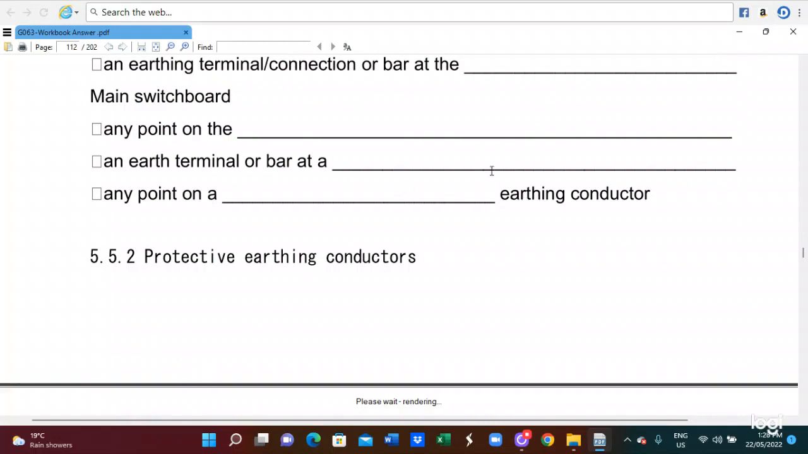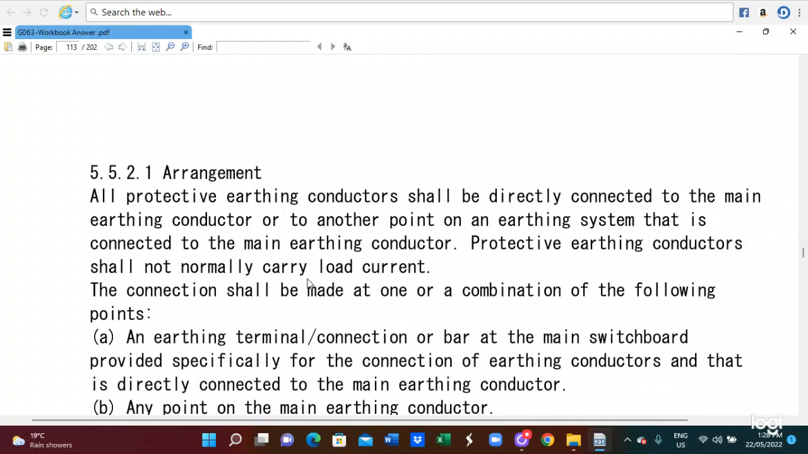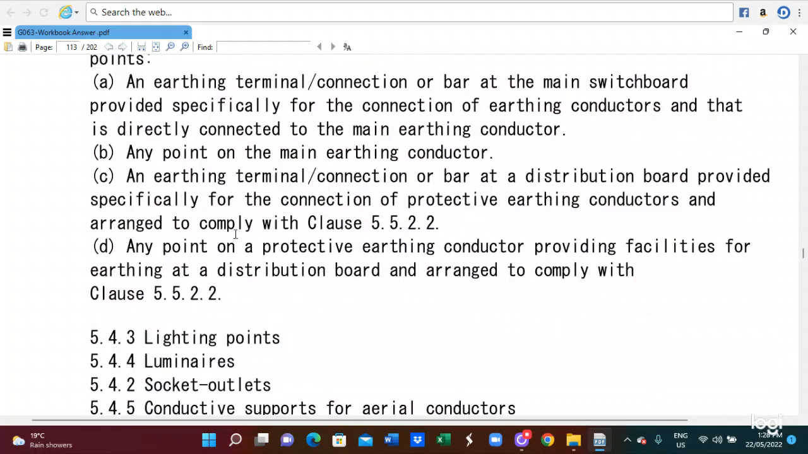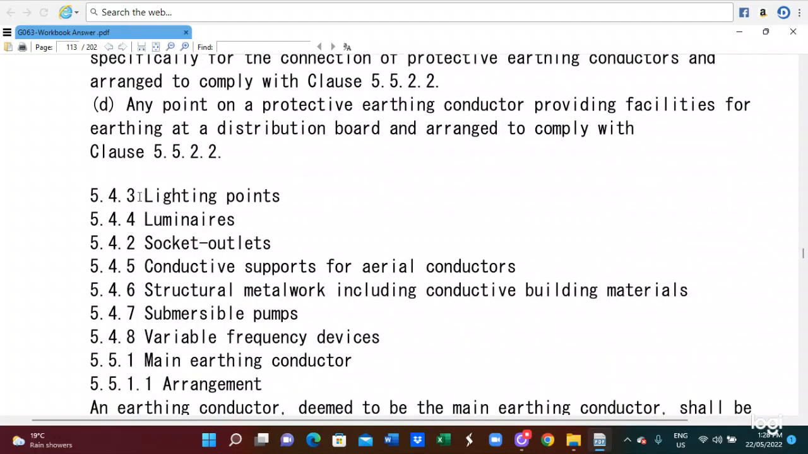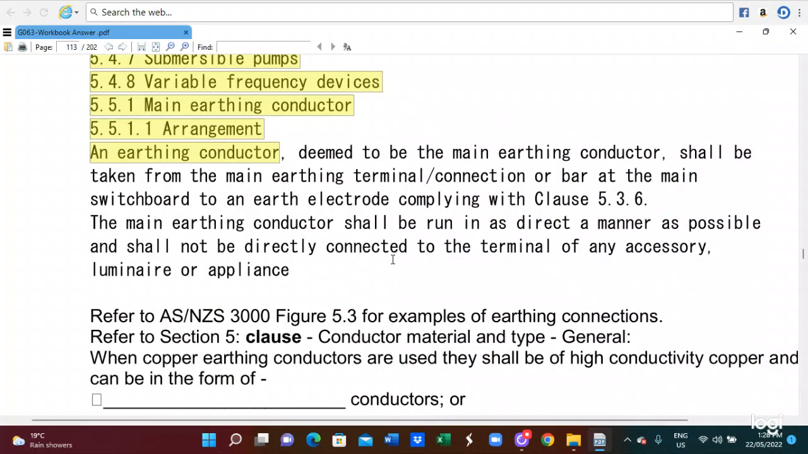The protective earthing conductor clause explains the arrangements. All the protective earthing conductors shall be directly connected to the main earthing conductor or another point on the earthing system. So this is the arrangement of the main earthing conductor, the main earthing terminal, and any point on the earthing. And also you can see these two clauses are for the arrangement of the earthing conductor and the earthing paths.